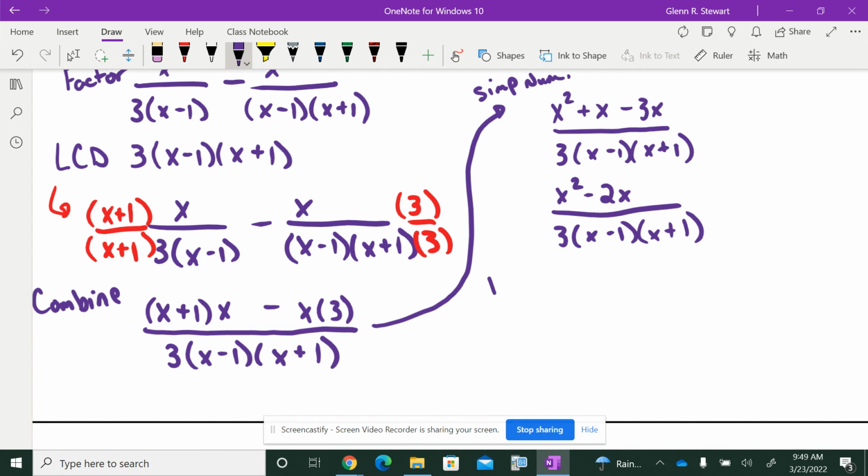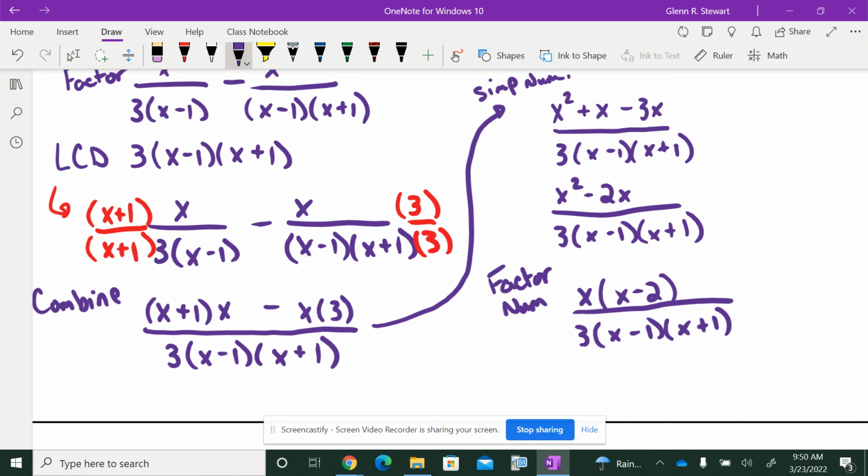Okay. Last thing we want to see is if we can factor anything in the numerator. It looks like you could take out an x if you wanted to, make this x times x minus 2 over 3 times x minus 1 times x plus 1. And there's nothing on top and there's nothing on bottom that are the same. So that would be my answer.